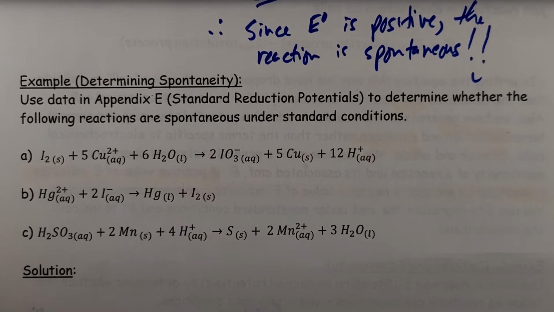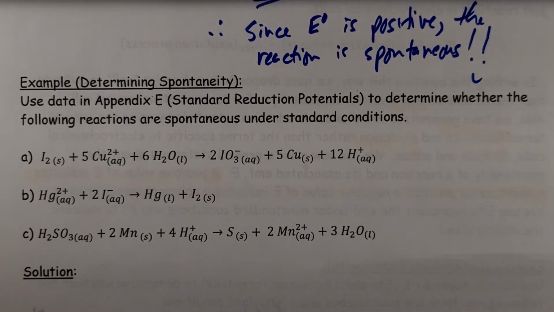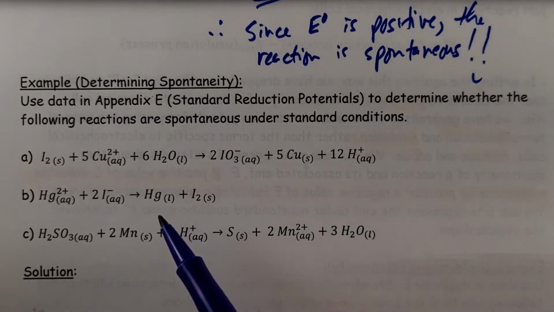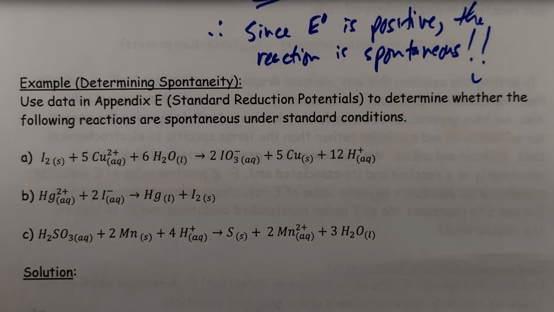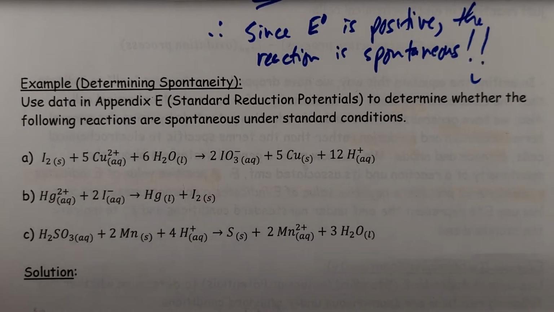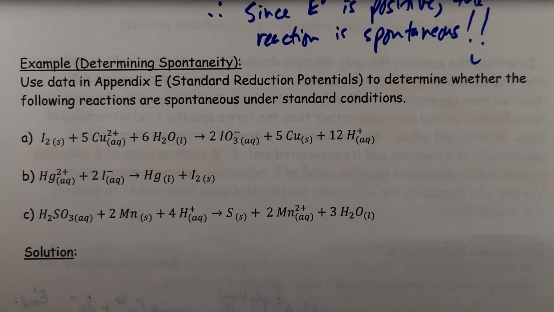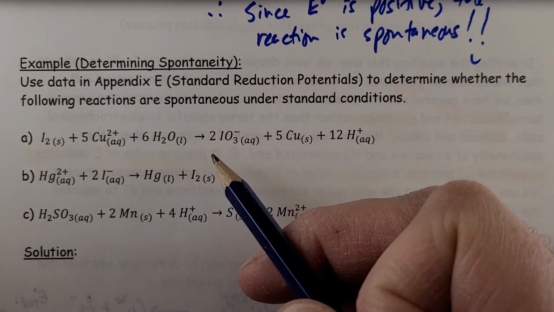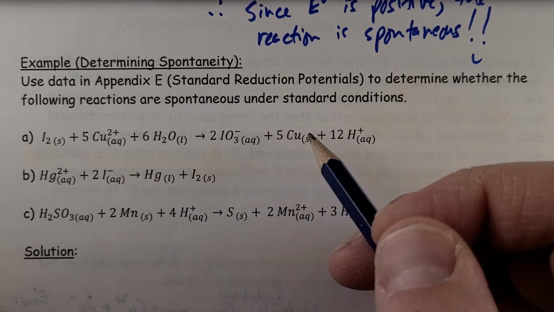Welcome back, Chemistry 30. So this is the second video in EC1.6. So I left you with these ones. So we'll take a look at seeing whether the way these equations are set up, are they going to be spontaneous or not? So we figure out what's being reduced and oxidized initially.